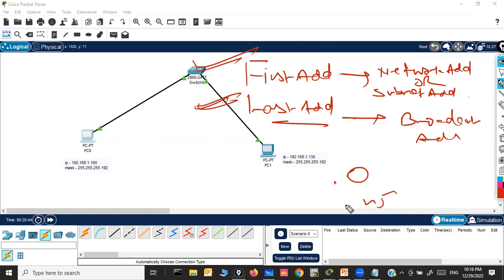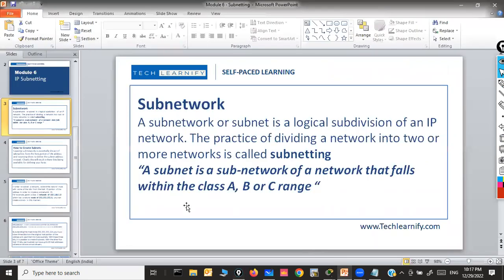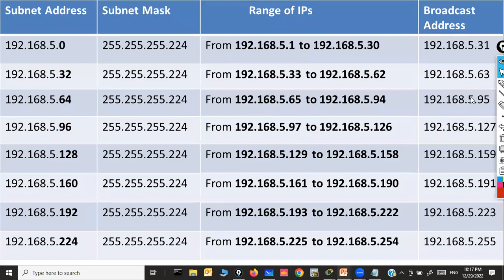Forget about these decimal values 0 and 255, because you can see in this table that not all the addresses end with 255. Here, 31, 63, 95, 127, they are all reserved, they are all broadcast addresses. Only one IP is 255, the others are different. So the first and the last are both reserved, and in between the first and the last you can use all the IPs this way.